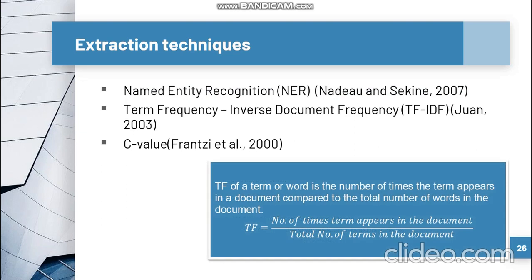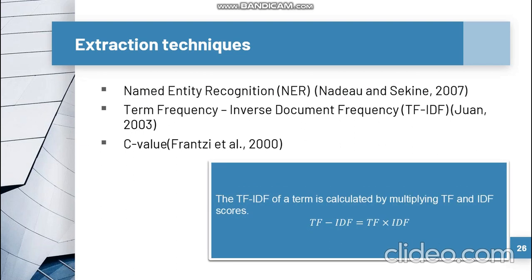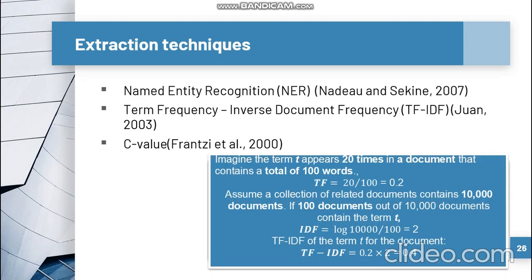Term frequency tells us how many times a specific word appears in the document. And IDF tells us how rare a word is in the document. Term frequency inverse document frequency is calculated by multiplying these both. An example: consider a word T that appears 20 times in a document that contains 100 words. So the term frequency would be calculated by dividing the number of times a specific word appears in the document by the total number of words in the document.